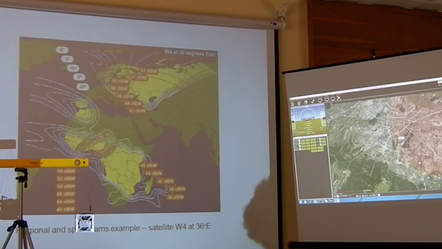So it's economically more viable because the huge number of antennas are small and low cost.